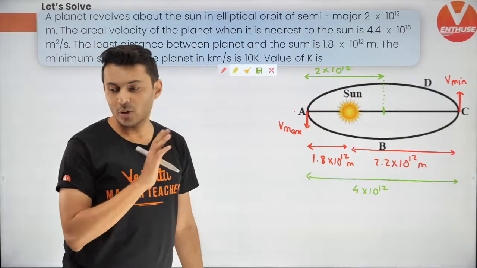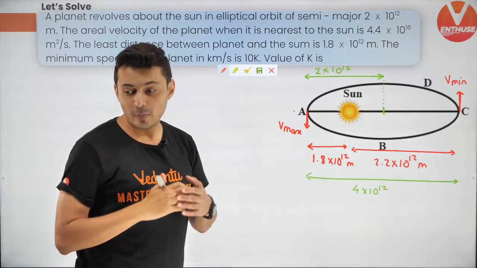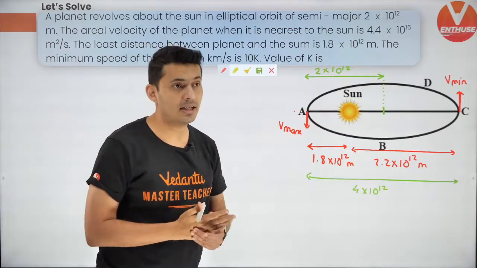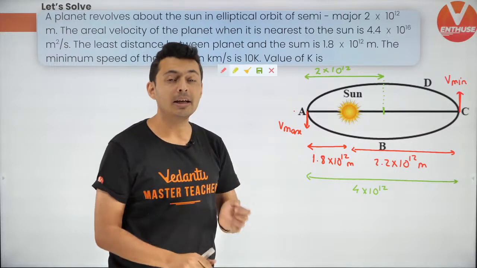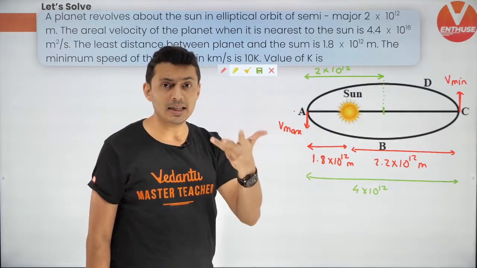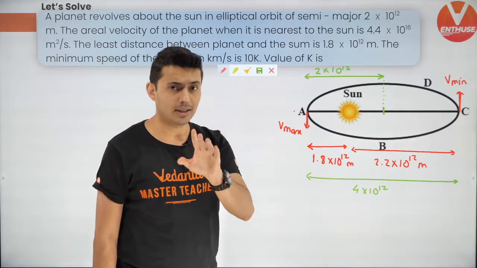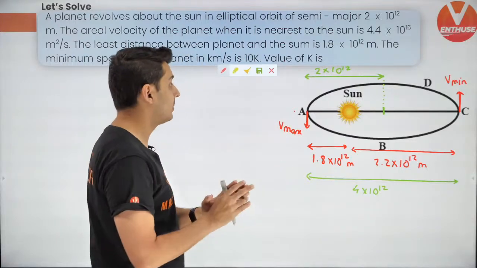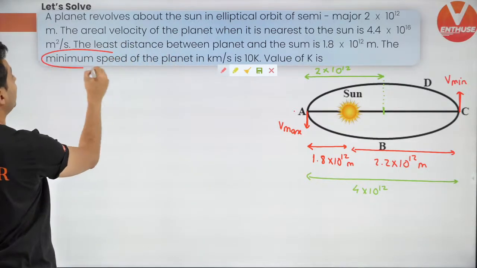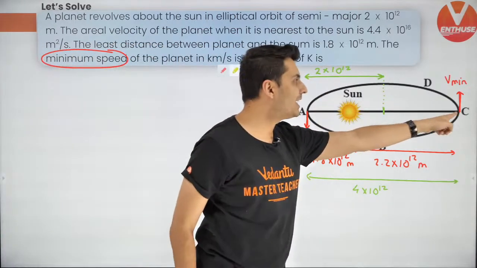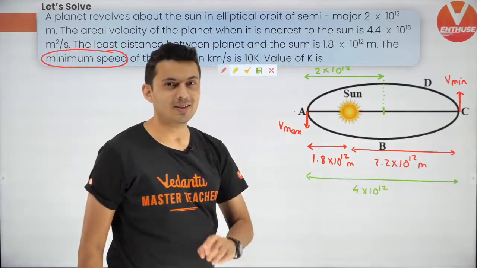Very good. I'll come to that aerial velocity. And in case some of you have missed the gravitation lecture which I conducted, please check out the playlist of electrostatics and gravity. There I have discussed Kepler's 3 laws in detail. Please watch it. Yes, it's very important if you have missed any of the topics. But now the question is minimum speed. So for minimum speed, I need to know this distance, guys.